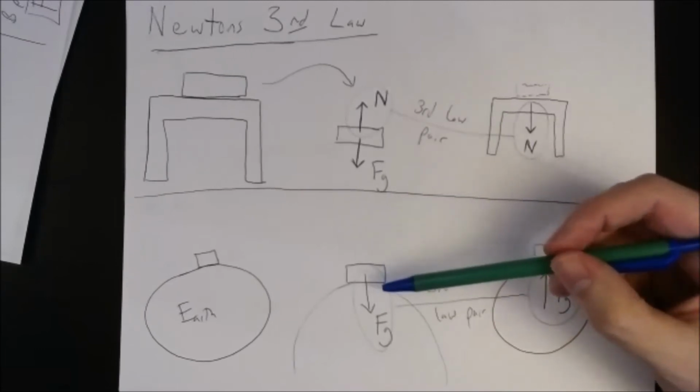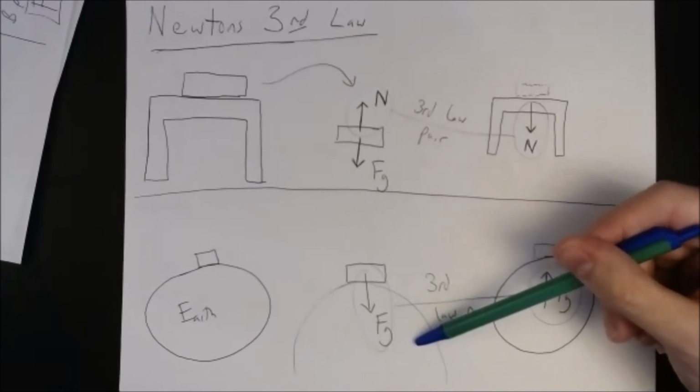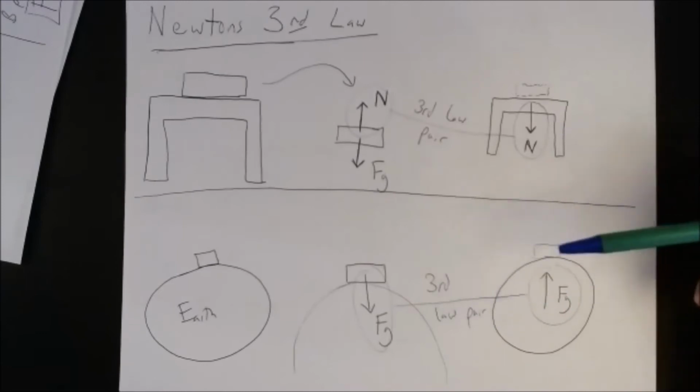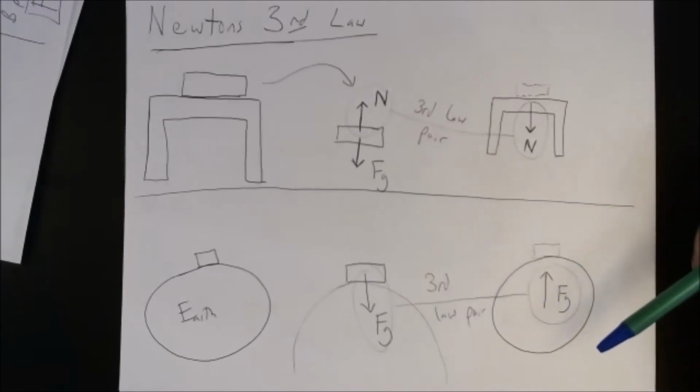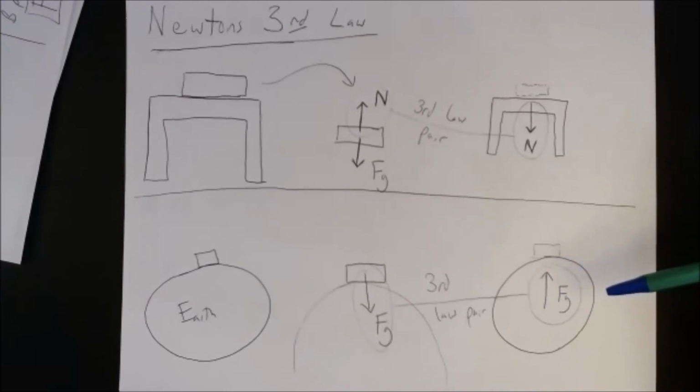Obviously, the book is going to move a whole bunch more than the Earth, because remember, F equals ma. The mass of the Earth is a whole lot more than the mass of the book. So if you have a very large mass and a certain amount of force, then the acceleration will be very low. If you have a very low mass, like a book, and some amount of force, then your acceleration might be a whole bunch.